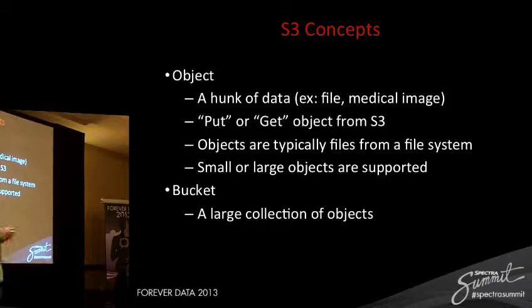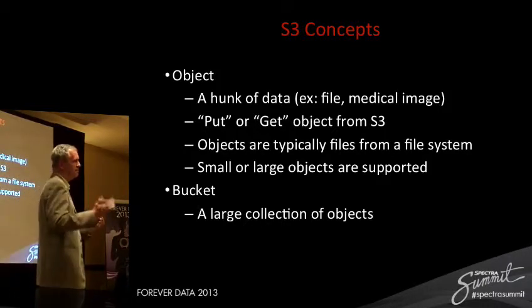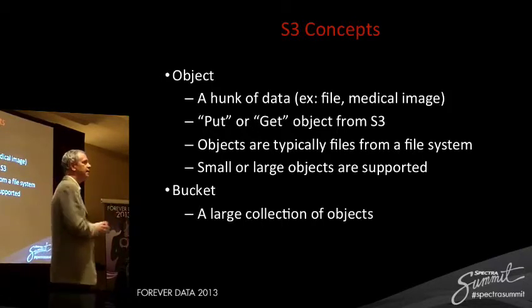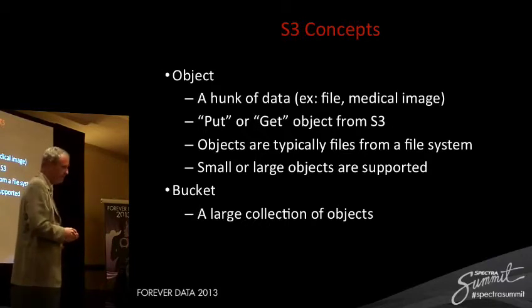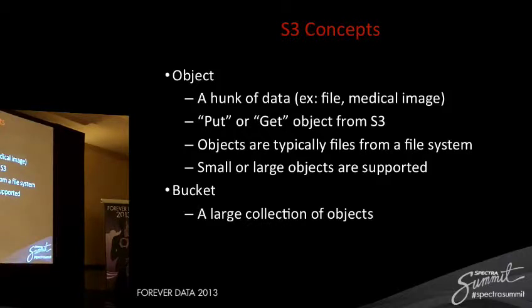A data object, we've had some confusion around this, but it can be anything. It can be a file, it could be a medical image, it could be any hunk of data that represents something. And when we say that there's 2 trillion objects in Amazon, there's 2 trillion hunks of data in the repository. Now, Nathan and Molly hinted at what are the operations you can do in objects. If you're on the client side, you can put an object into the repository or you can get an object out of the repository. It's that simple.